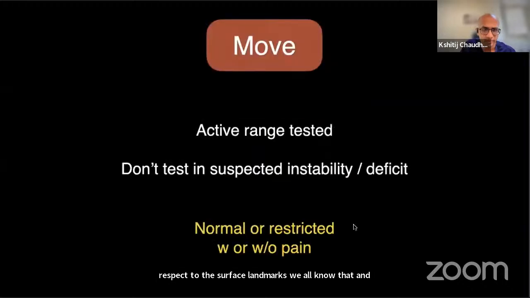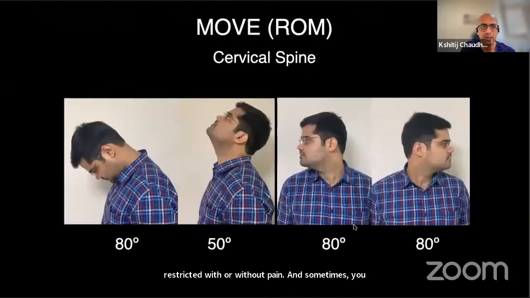Then comes move. So only active range of motion is tested usually, and you are not testing range of motion if you suspect trauma, fractures, suspect instability, or if the patient has neurological deficit, because it has very little value to add. You would describe pain movements mostly as normal or restricted, with or without pain. And sometimes you might describe the rhythm as well, whether the motion is halting or has an aberrant pattern.